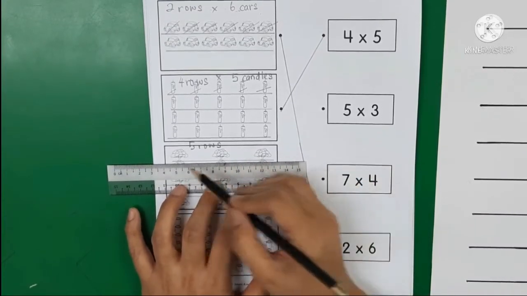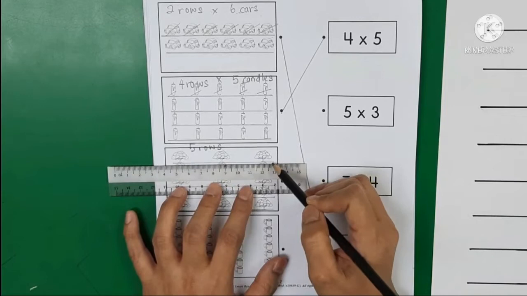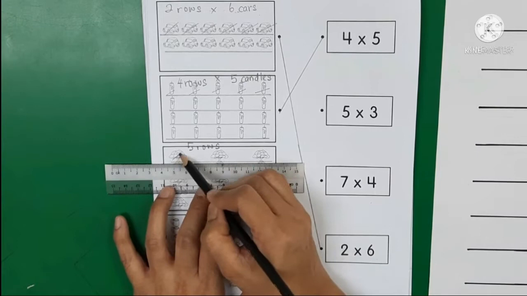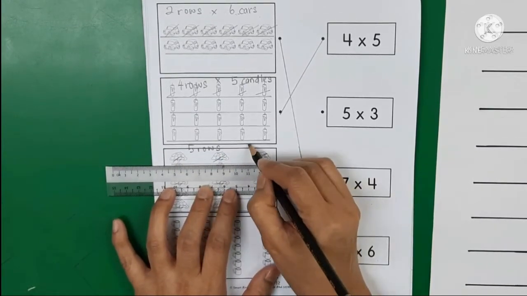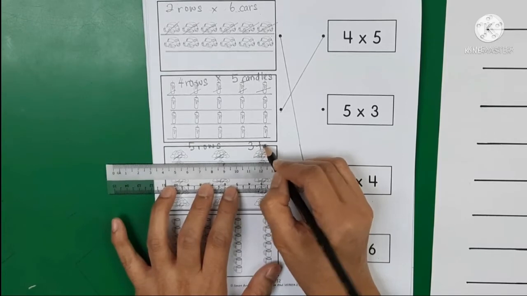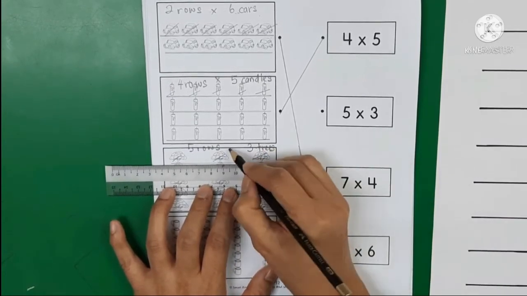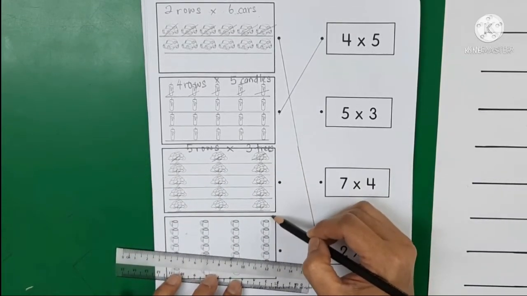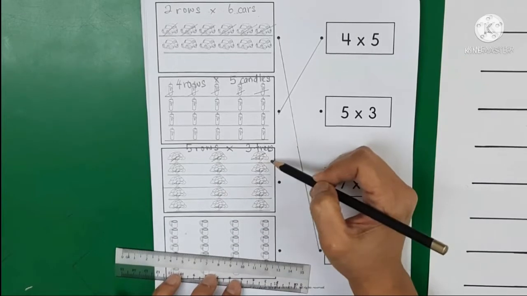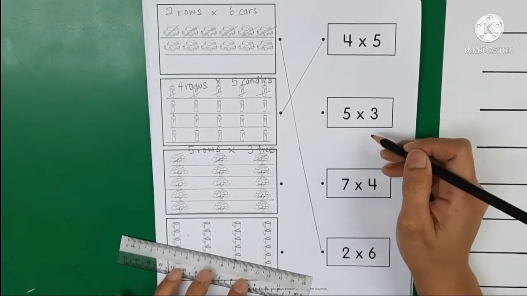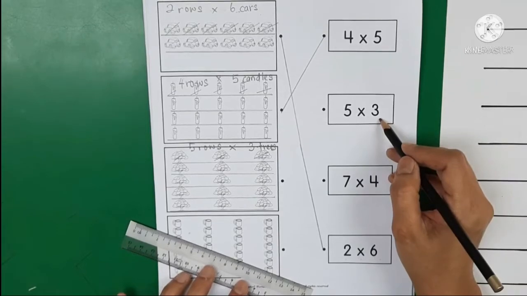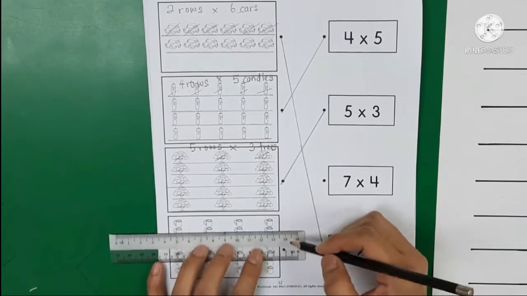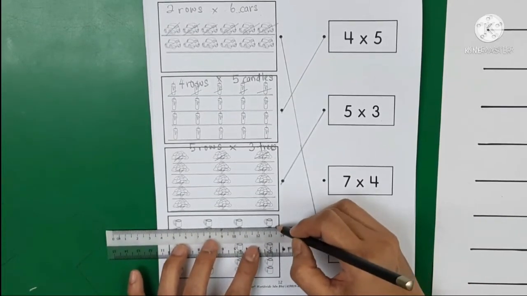And how many objects in each row? In this picture, the objects are trees. So how many trees are there in a row? Count for me. 1, 2, 3. Each row has 3 trees. So which one is the equation that shows 5 rows times 3 trees? 5 times 3. Is this the one? Yes. Good job. Match.